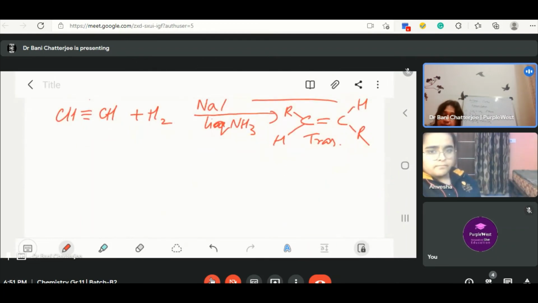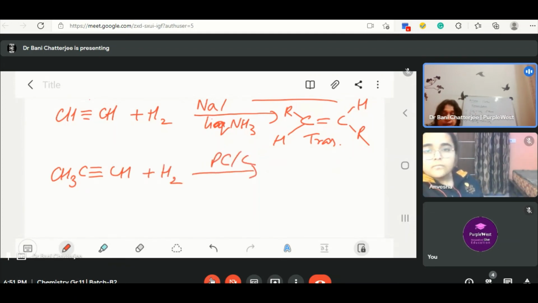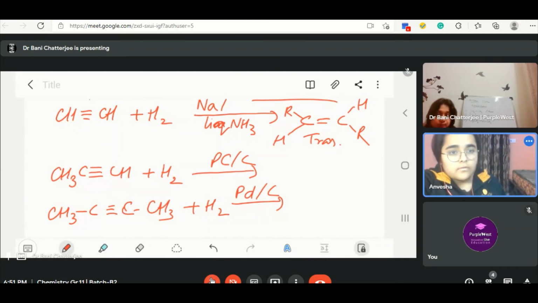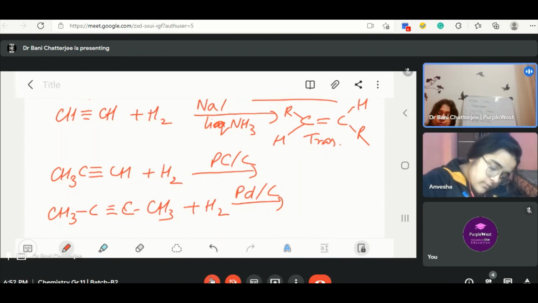Okay. So just see, if we talk about propyne, that is CH3, C triple bond CH, same, H2 and Pd and C you can add. Similarly, if you have CH3, C triple bond C, CH3, that is 2-butyne, same process, H2, Pd and C. So what are you going to get here? First one, we are going to get a... Draw it and show me.